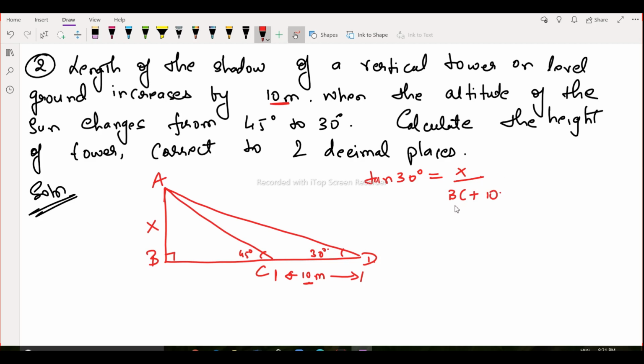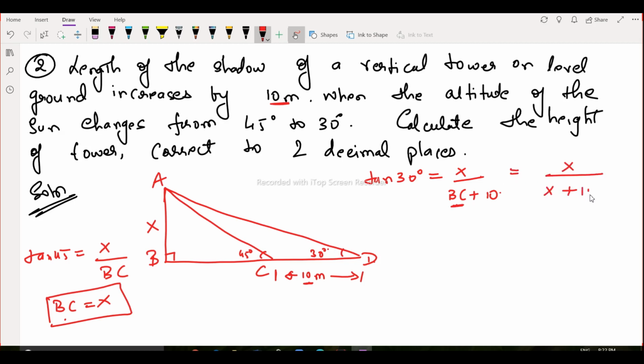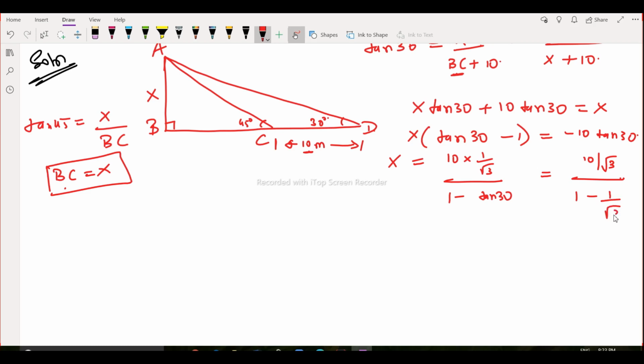And we need BC. In the small triangle ABC, if I use tan 45, tan 45 is opposite x upon BC. Now tan 45 is 1, so BC is equal to x. So for BC I'll put x here, so I'll get this as x upon x plus 10, 1 minus 1 by root 3.